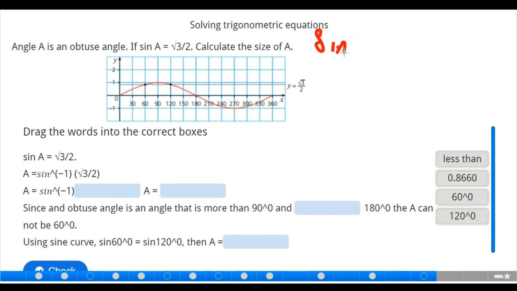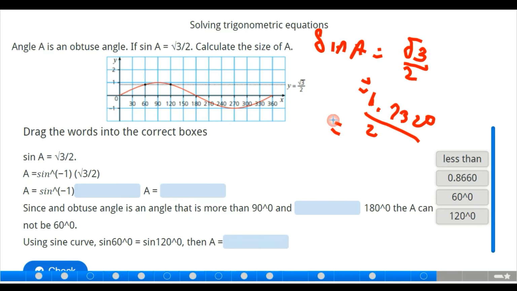So let's look at what we have. We have sine A to be root 3 over 2. So what is root 3 over 2? Root 3 is 1.7320, divided by 2. If we divide that by 2, we have 0.8660.